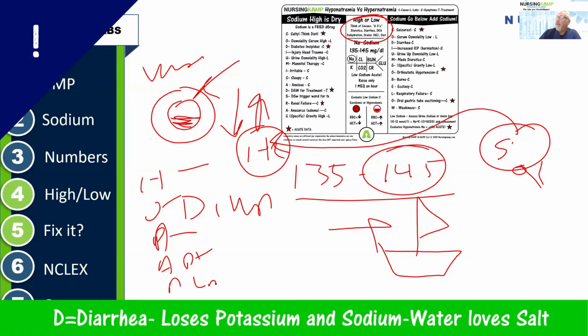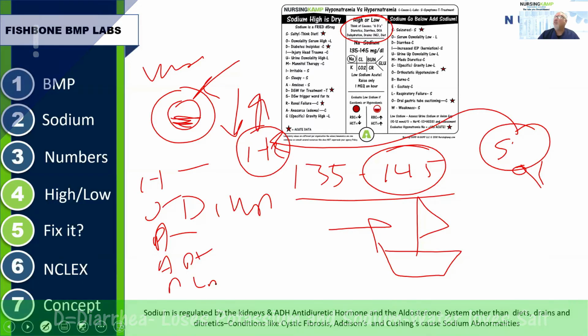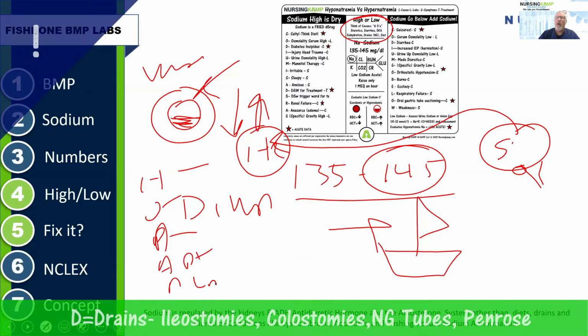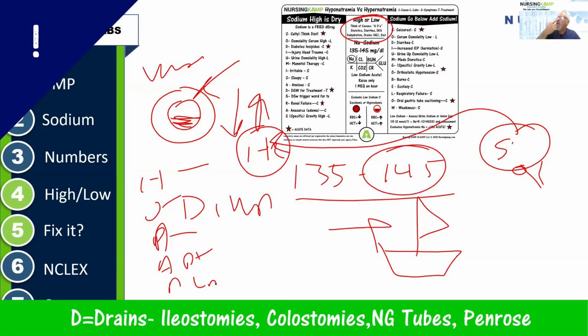Next is diarrhea. Diarrhea also makes sense because of loss of fluid, so dehydration. DKA, we'll talk a little bit more about that when we get to the advanced concepts, when we talk about diabetic ketoacidosis and anion gaps. Dehydration, right? So you think dehydration on high sodiums. And then drains. What do I mean by that? Well, ileostomies, it could be an NG tube.